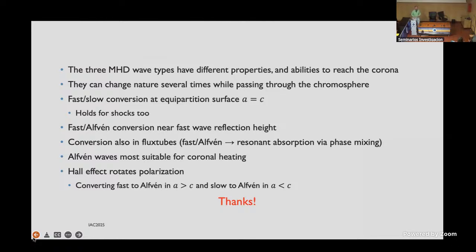Any more questions? So can you say something about the mode conversion of gravity waves into Alfvén?